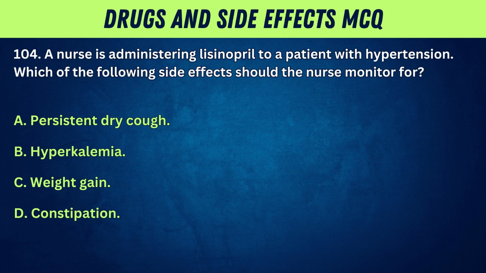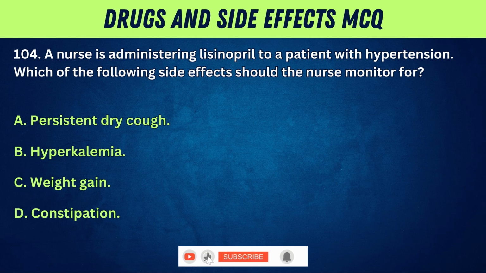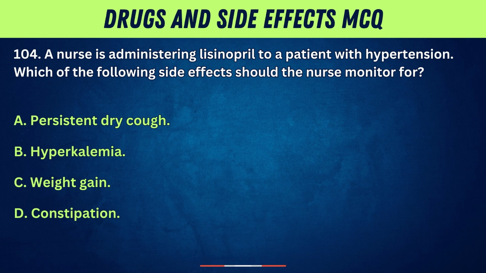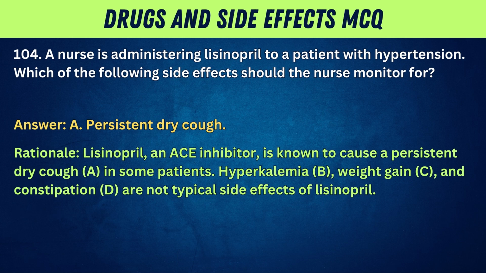104. A nurse is administering lisinopril to a patient with hypertension. Which of the following side effects should the nurse monitor for? A. Persistent dry cough. B. Hyperkalemia. C. Weight gain. D. Constipation. Answer: A. Persistent dry cough. Rationale: Lisinopril, an ACE inhibitor, is known to cause a persistent dry cough in some patients. Hyperkalemia (B), weight gain (C), and constipation (D) are not typical side effects of lisinopril.